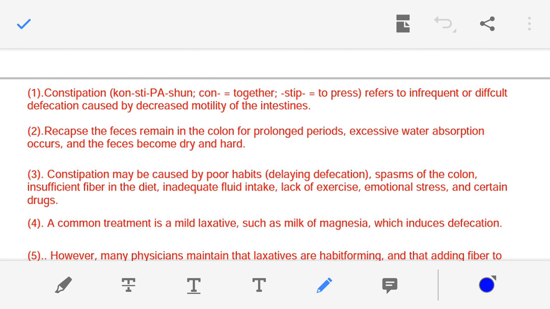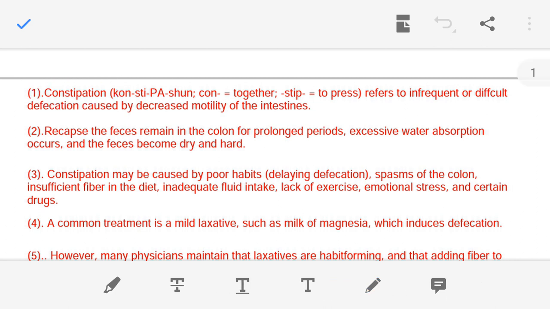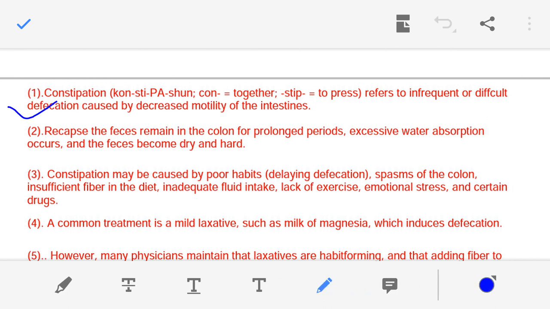I welcome you to the presentation lecture on constipation. Now, the spelling of constipation. How should we pronounce this? Many a time we pronounce it incorrectly, but actually we should pronounce it correctly as constipation.